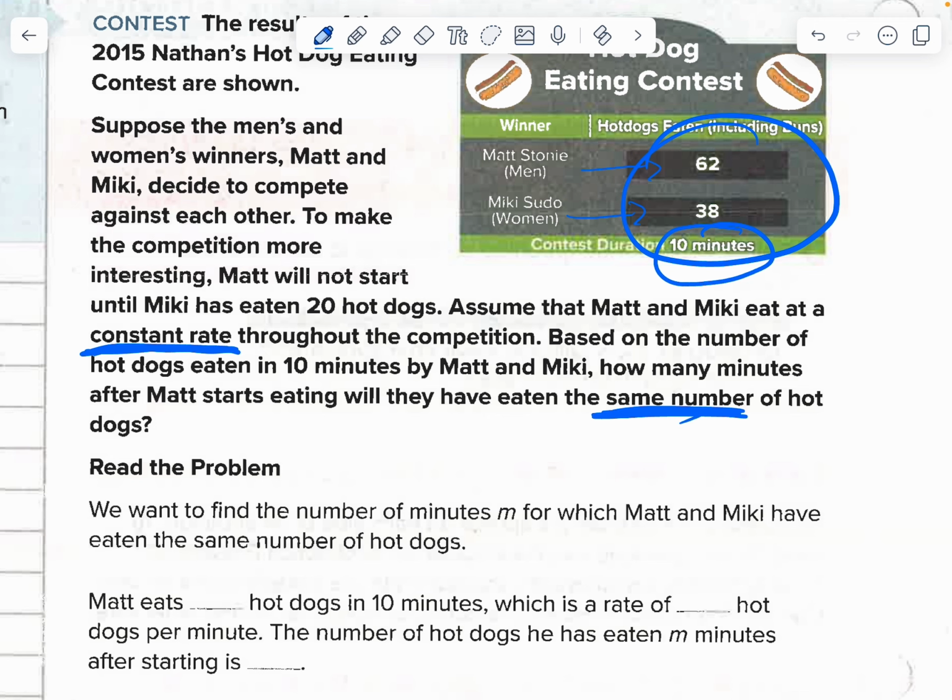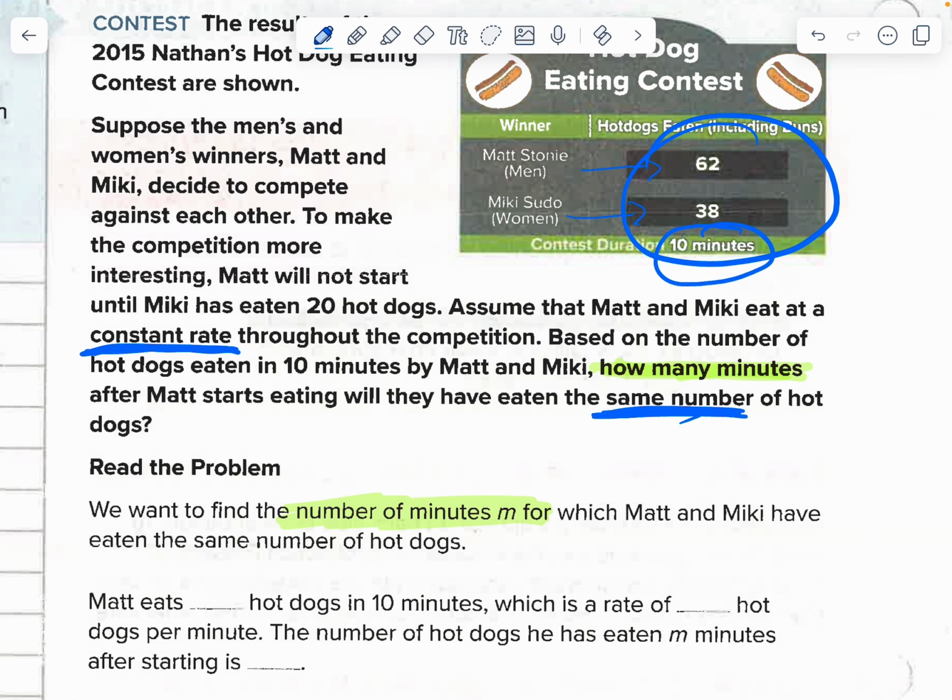Okay, so let's look at this. Number one thing, what are we looking for? How many minutes? Okay, that's what we're looking for. So M is the minutes, the number of minutes for which Mickey and Matt have eaten the same number of hot dogs. So now let's look.